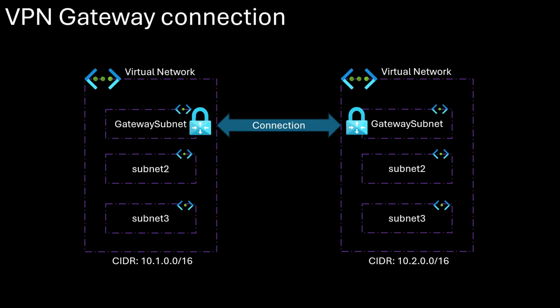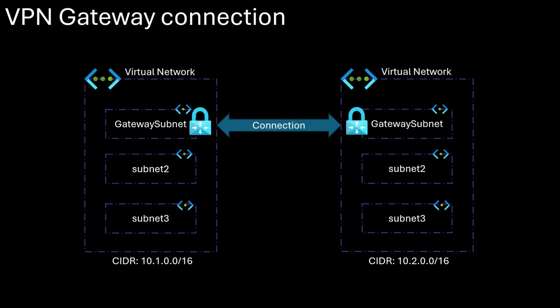In the second diagram, you can see that two virtual networks are connected using VPN gateway. What is VPN gateway in this case? A VPN gateway is a specialized virtual network gateway that sends encrypted traffic over the public internet, either between virtual networks or from Azure to an on-premises network.